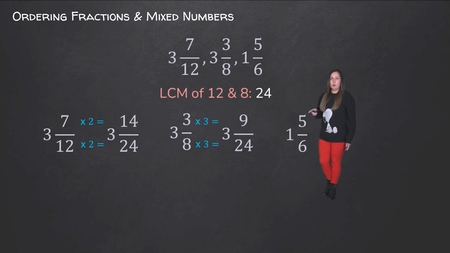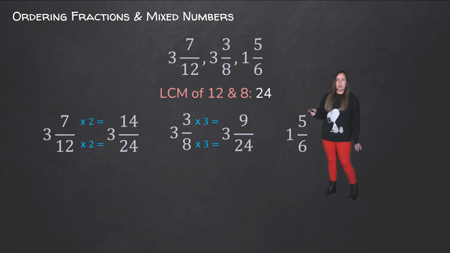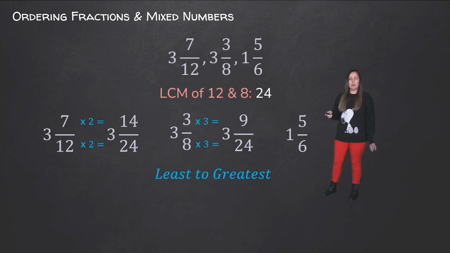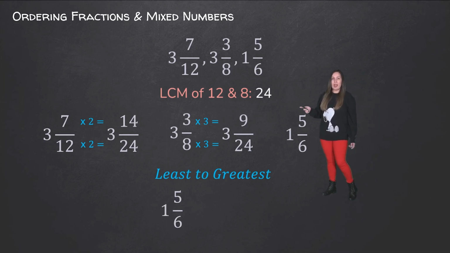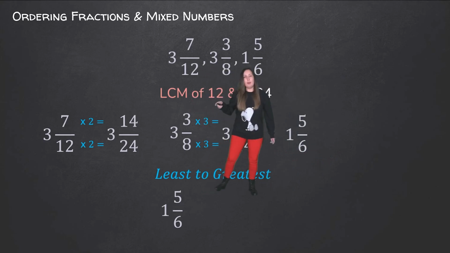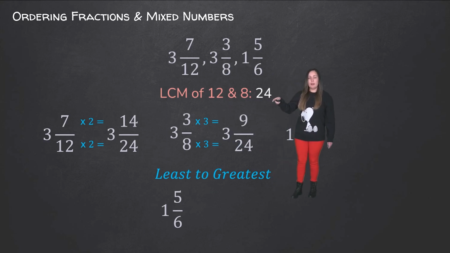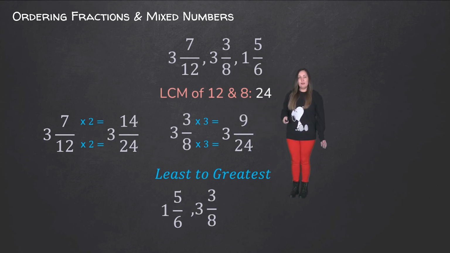Then we're going to take 1 and 5 over 6 and just rewrite it because we know this is the smallest one, so we don't have to do anything to it. So when we order our numbers from least to greatest, 1 and 5 over 6 is going to come first. Then we have 3 and 14 over 24, and 3 and 9 over 24, making this one smaller. So our next value is going to be 3 and 3 over 8. And finally, we have 3 and 7 over 12.